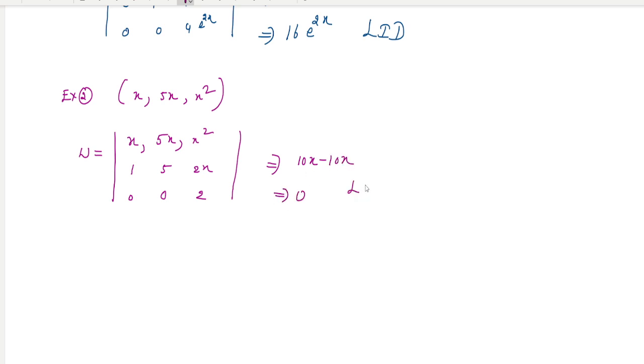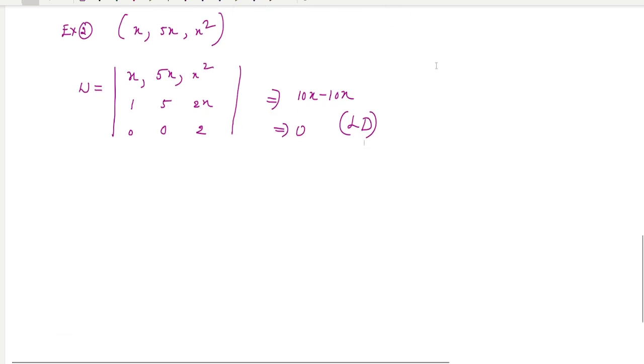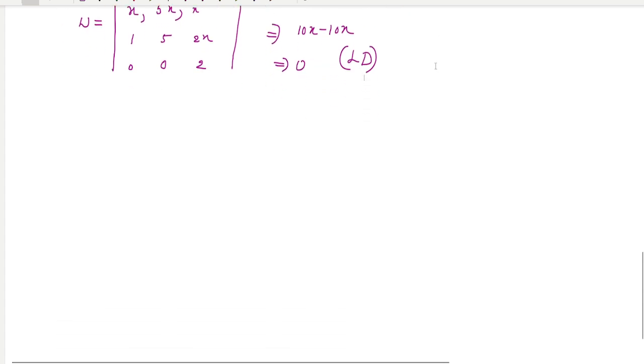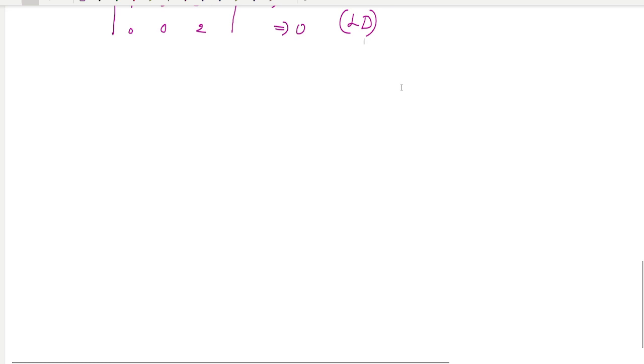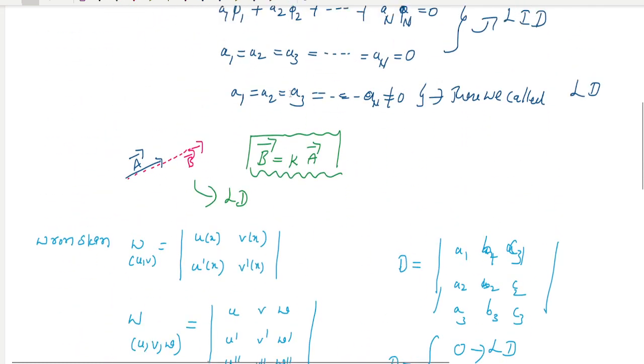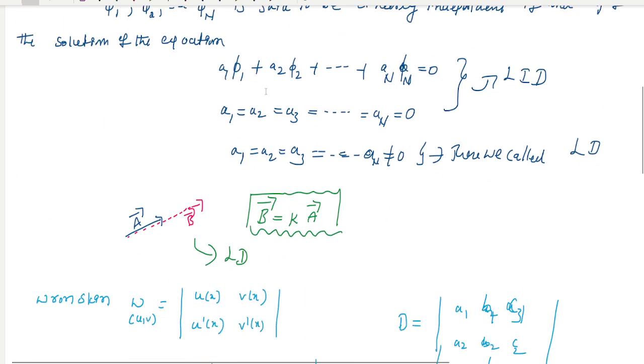So these are linearly dependent vectors. Linearly dependent vectors. Okay. For example, we know the definitions of linear independent and dependent, right? See here.